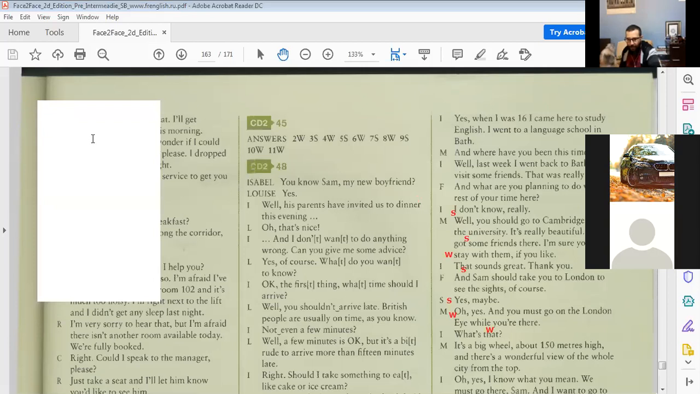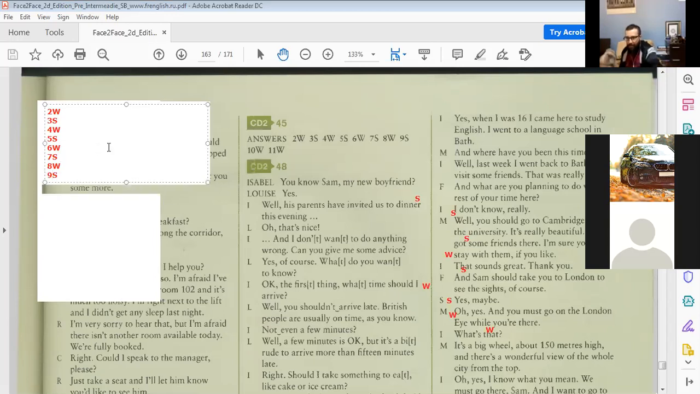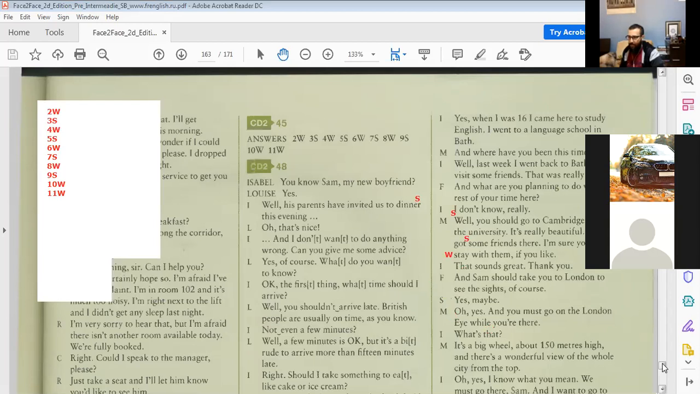So number two is weak. Three is strong. Four weak. Five strong. Six weak. Seven strong, and eight is weak. Nine is strong. Ten is weak, and the last one, eleven, is weak. Okay, so now we can go back to your answers, and we can listen and check.